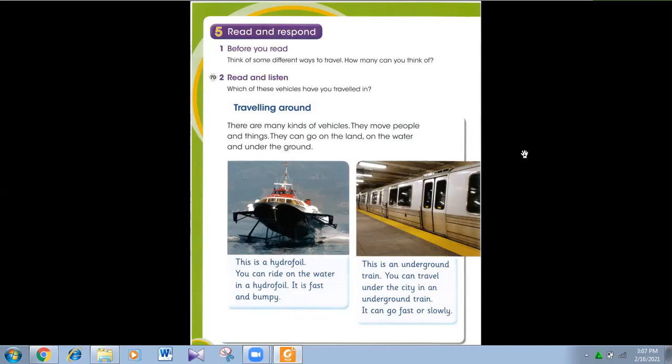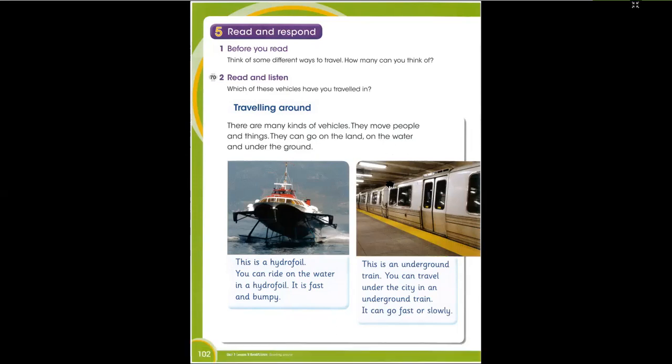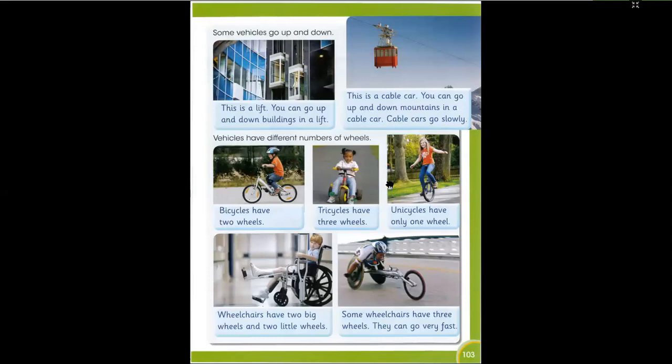Okay, moving on to the next page, that is 103. So in this lesson, we are discussing different types of vehicles that are not common. Okay, the new types of vehicle. Some vehicles go up and down. Some vehicles go up and down means they move within the same area but up and down, like lift and cable car.